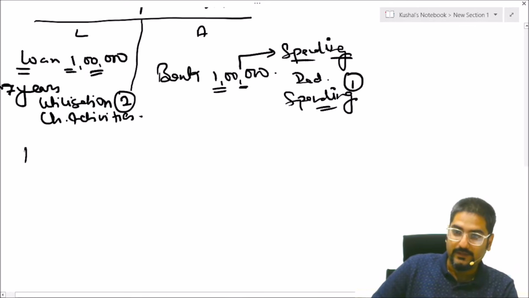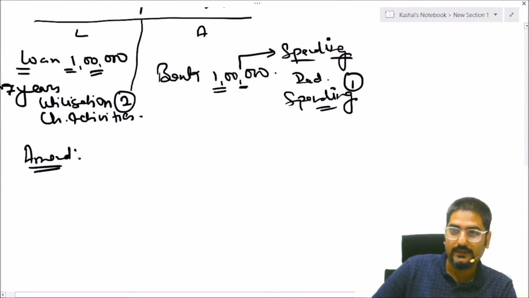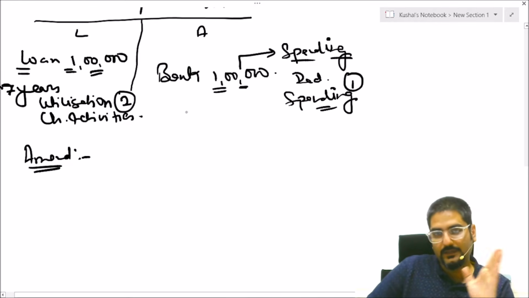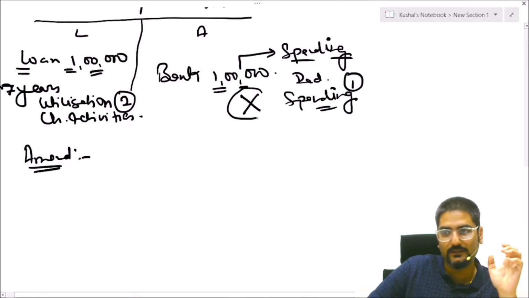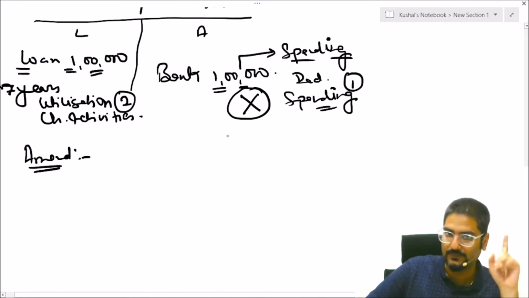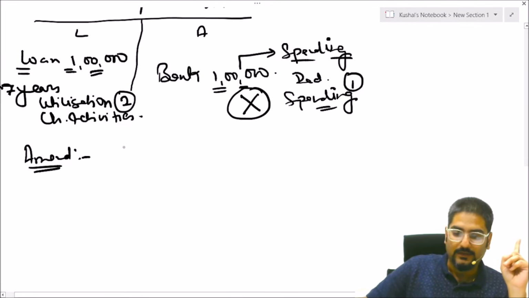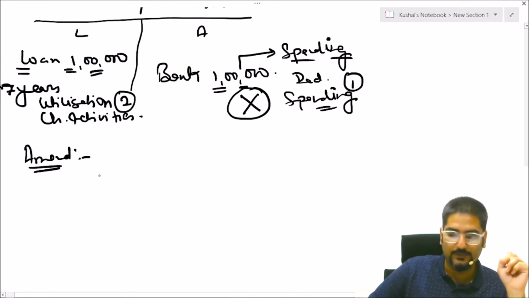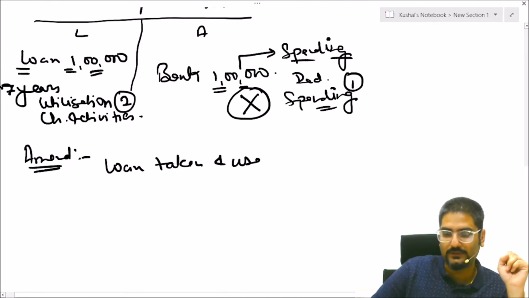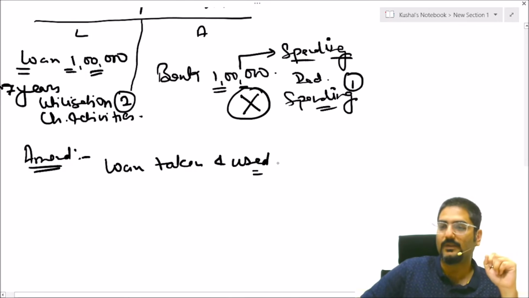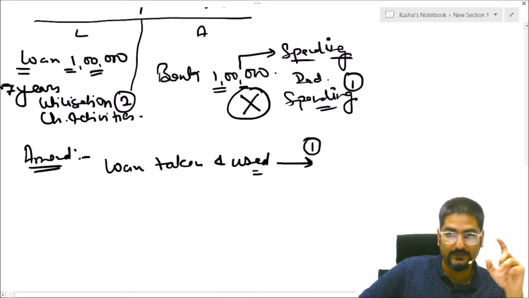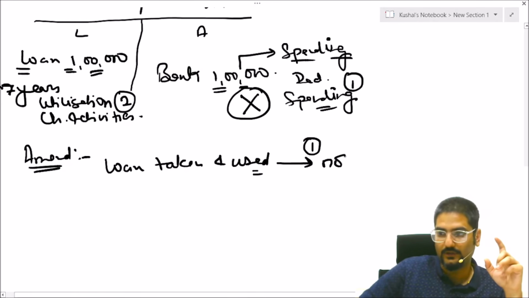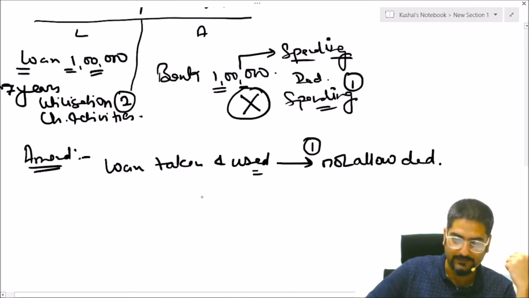Now, what is the amendment? Very interesting amendment it is. Now, the amendment is that whenever any trust takes a loan and uses that money for spending, then this utilization will not be considered as utilization. This is first, right? Now, the amended position is that loan taken and used for charitable activities, right? Then I'm talking about here the first instance. Then it is not allowable as deduction and not treated as utilization towards charitable activities.